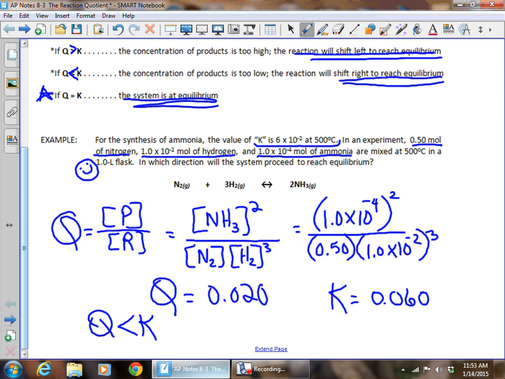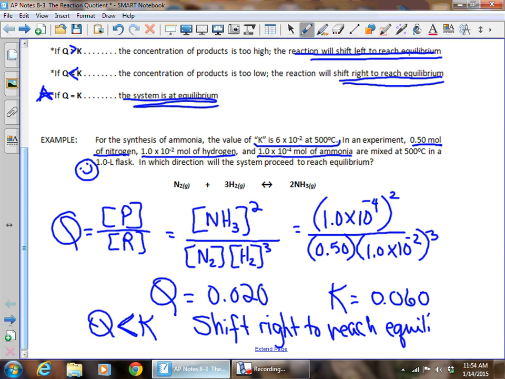So what does that mean? It means that if Q is smaller than K, we need more products. And if we need more products, we're going to be shifting the reaction towards the products, which means shifting to the right. Also, our little shortcut of the open alligator mouth points to the right. So it is not at equilibrium. We're going to shift right to reach equilibrium. And that's how we use Q.